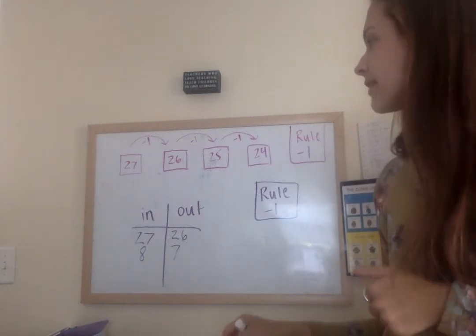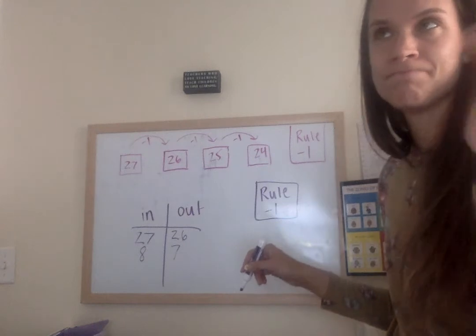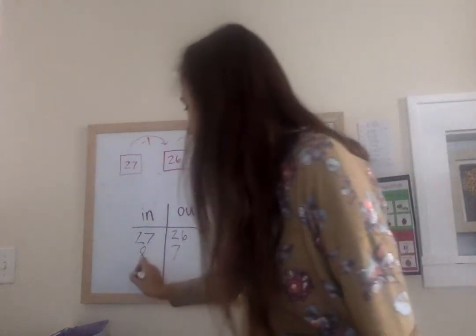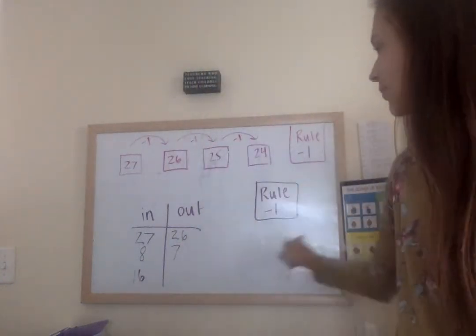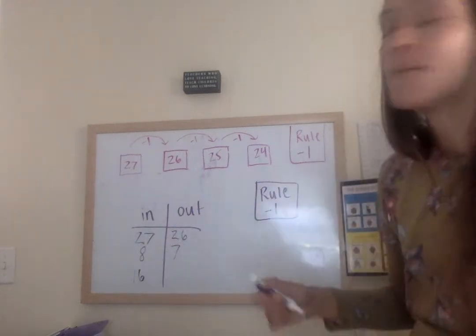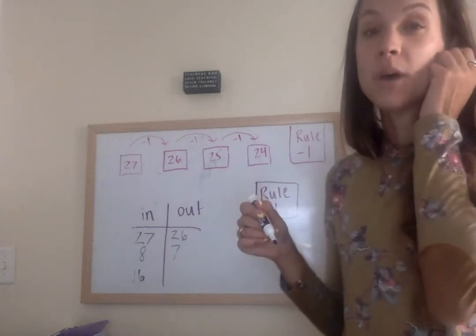Now, why don't we do the number 16? If 16 is the input, we have to apply the rule. We have to take -1 and apply it to 16. So that means 16 minus 1. What is 16 minus 1?